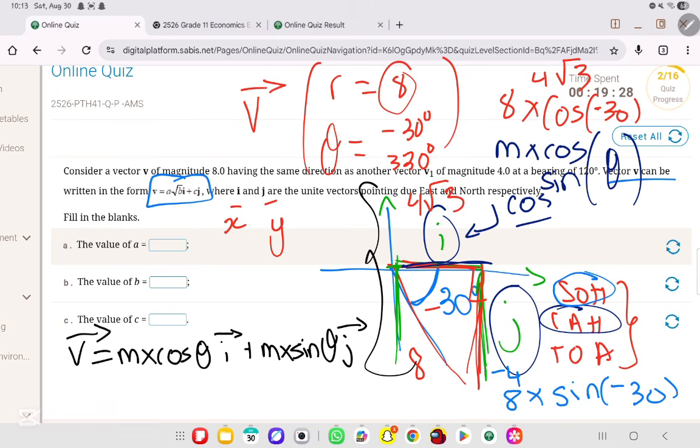So the general equation you can remember, instead of doing all of this and wasting all of your time in the exam, is that the vector V is equal to magnitude times cosine theta, plus magnitude times sine theta. And of course, do not forget the i and j.